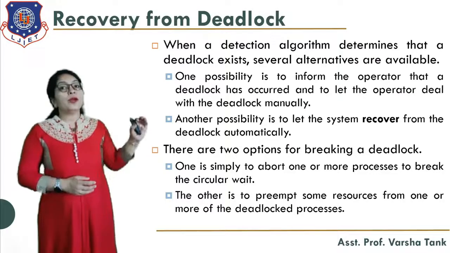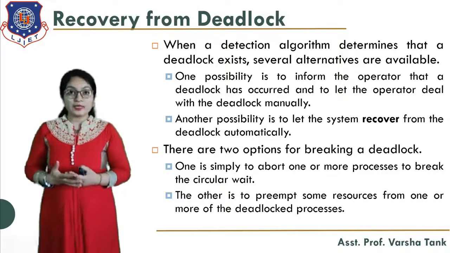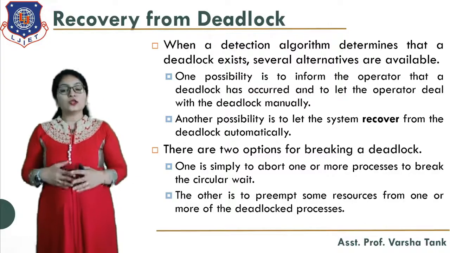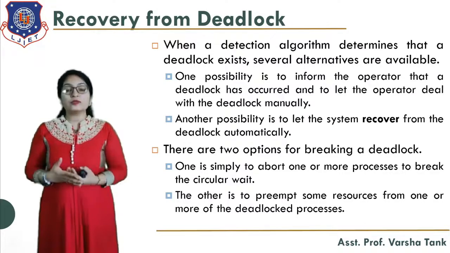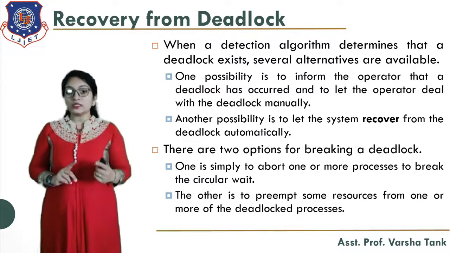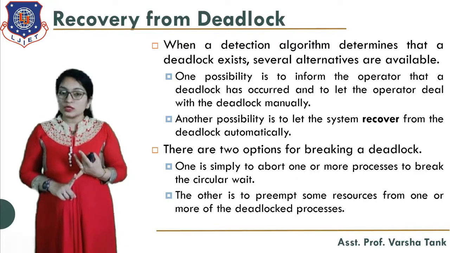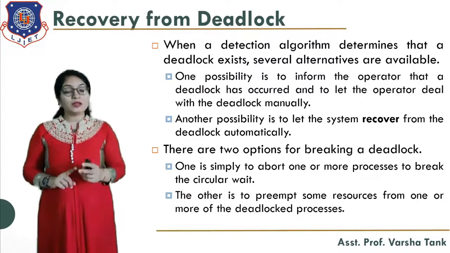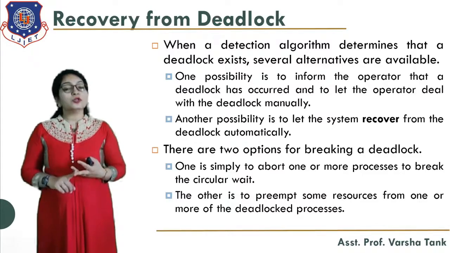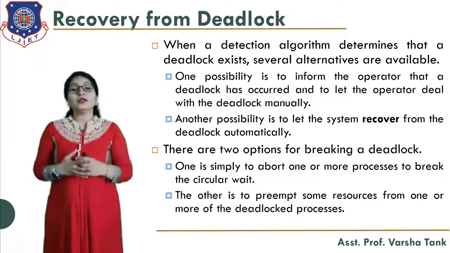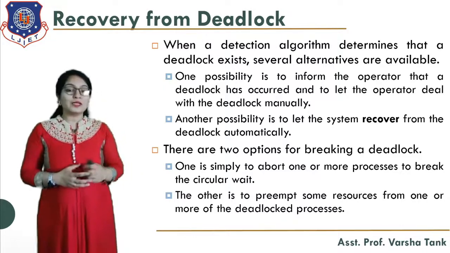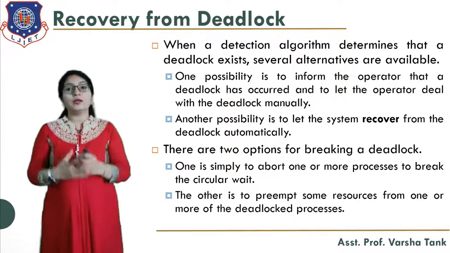What can we do when a detection algorithm determines that a deadlock exists? Several alternatives are there. In the last lecture we saw the detection algorithm: if there is a single resource instance, we can detect using the resource allocation graph, and if there are multiple instances, we can detect using the safety algorithm. So there are a number of possibilities to recover from the deadlock.